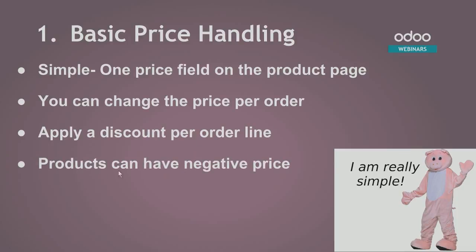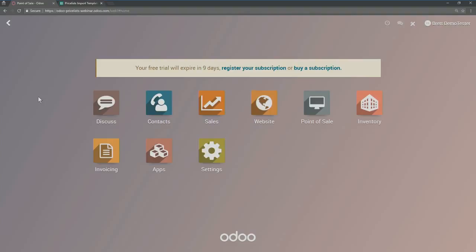And also I'm going to point out that products can have a negative price if necessary and point out why you might want to do that. So it's simple, it's basic, but we'll just blaze through it really fast with an example. So I'm going to go ahead and switch over to this demo database right here.